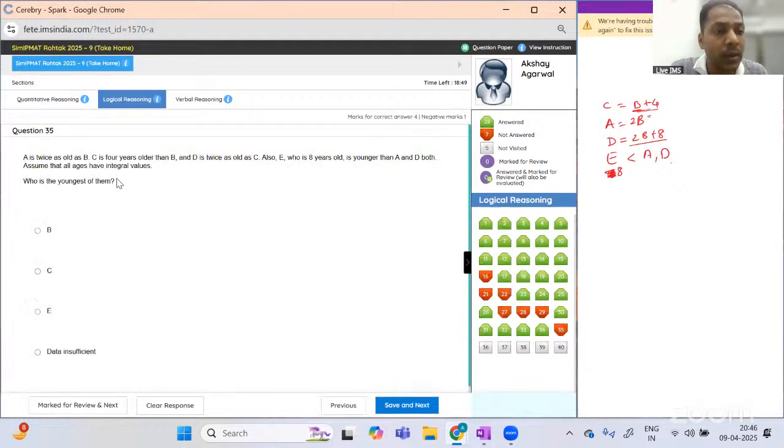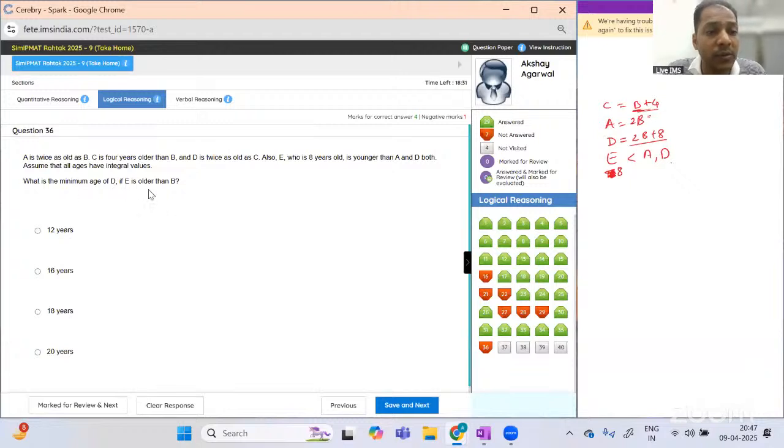So, who is the youngest of them? Data is insufficient because if I take B equal to 1, B could be 1 year old, A could be 2 years old, C could be 5 years old. All these possibilities are there.